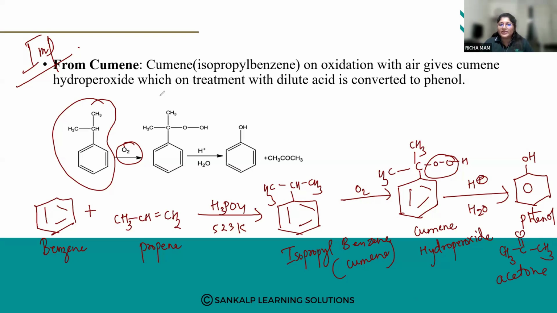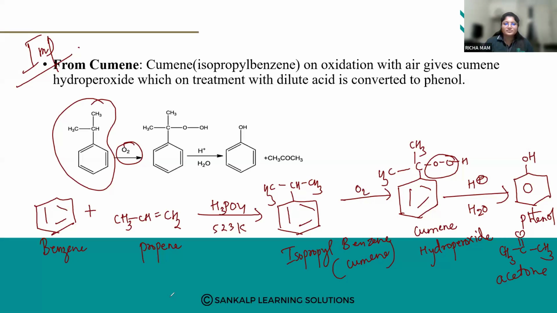So from cumene, very, very important. How to prepare cumene? Benzene, you react it with propene in the presence of H3PO4 at 523 Kelvin to get isopropyl benzene. This isopropyl benzene, I'm going to oxidize in the presence of air to get cumene hydroperoxide. This cumene hydroperoxide, I'm going to do acid hydrolysis to give you phenol and acetone. This is the preparation of phenol. The byproduct is very important: phenol and acetone, you have to write it as a byproduct.